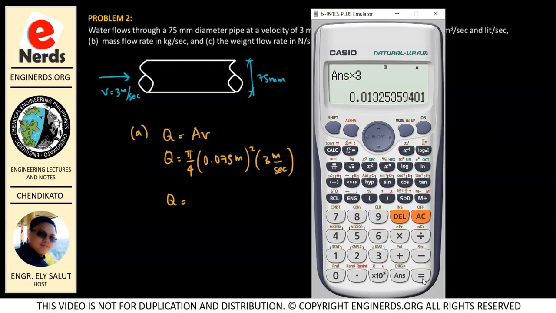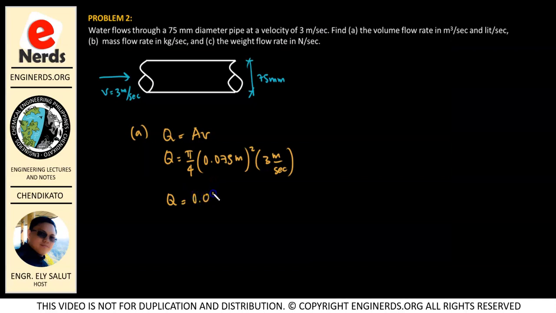Okay, so our volumetric flow rate in cubic meter per second is equal to 0.013. So we have 0.013 cubic meter per second. Now we got our answer here for the volumetric flow rate. However, we're going to convert that also to liters per second, since that is also asked here.